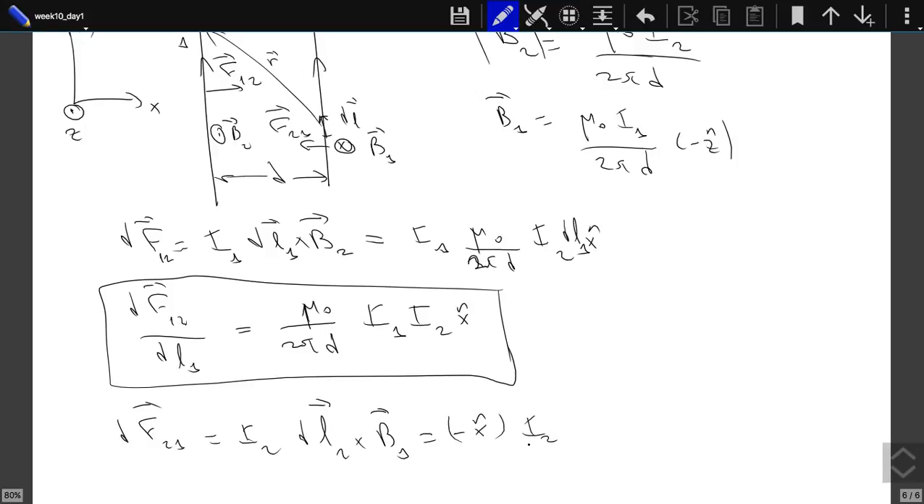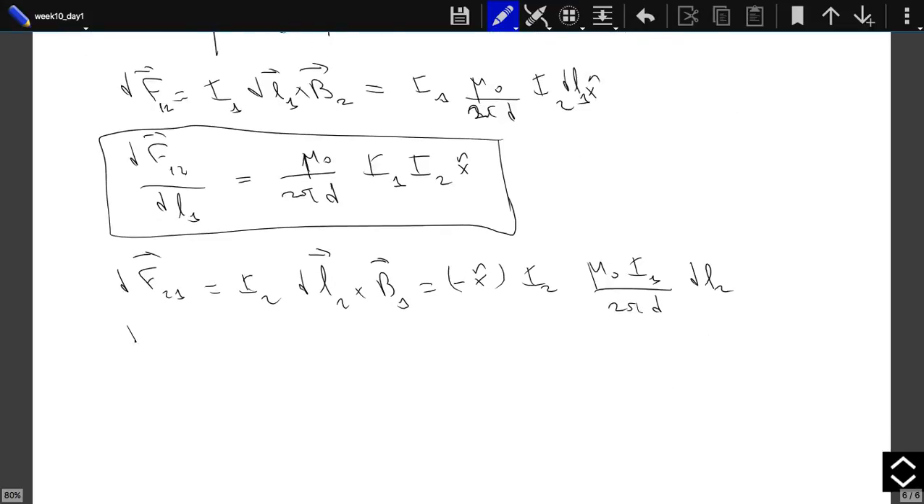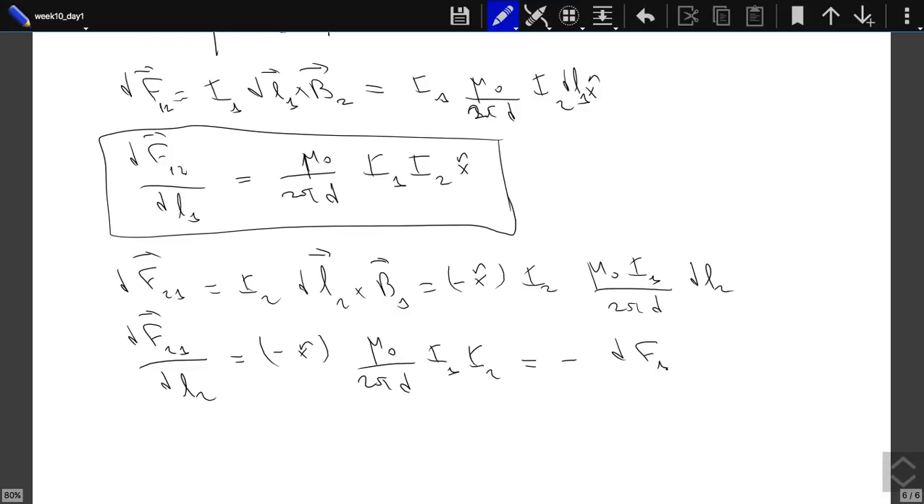I2 times the B1, which is mu0 I1 over 2 pi d, times dl2. And again, the force per unit length is equal to mu0 over 2 pi d times I1 times I2 in the -x hat direction. Which is, by the way, minus the force acting on the first wire due to the second wire. Which is something we expect. They have to be action-reaction pairs, Newton's third law.